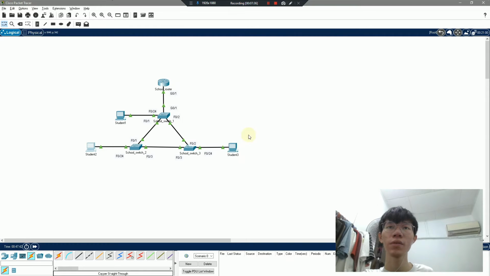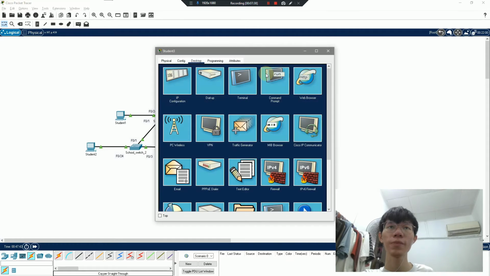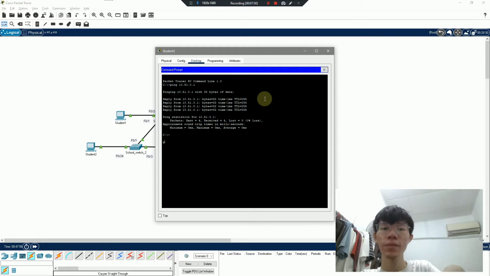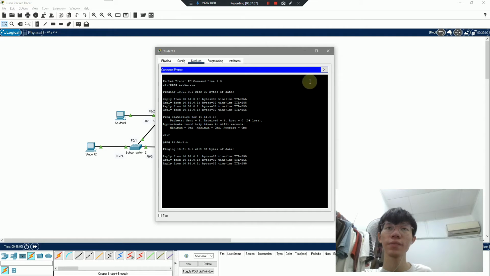Also student 3, we change from static to DHCP, and this is the IP address, subnet mask, and the gateway. We can try to ping 10.51.0.1, and it succeeds.